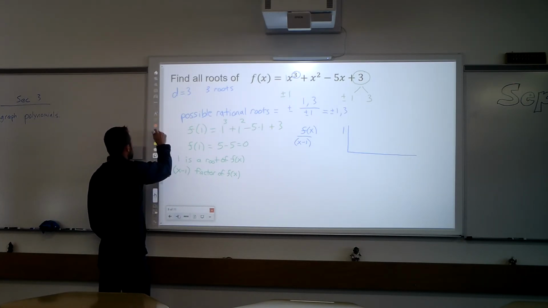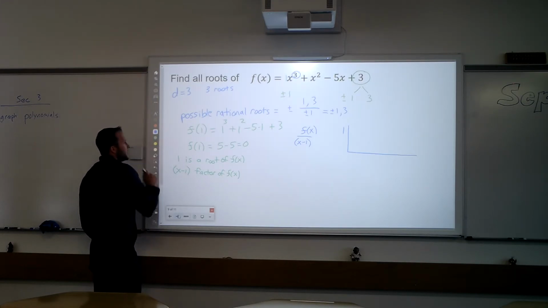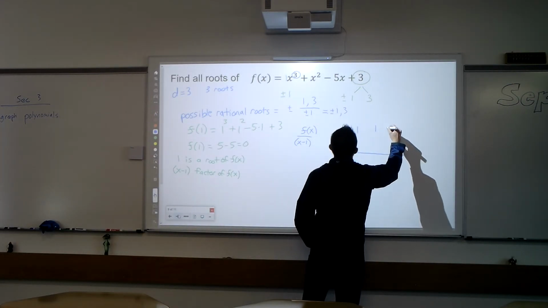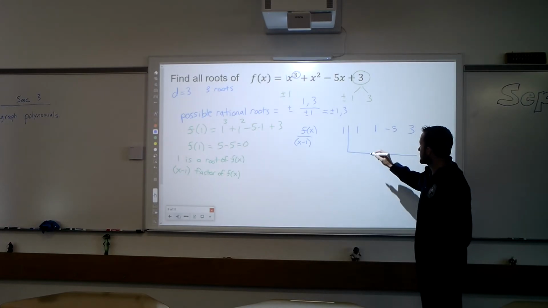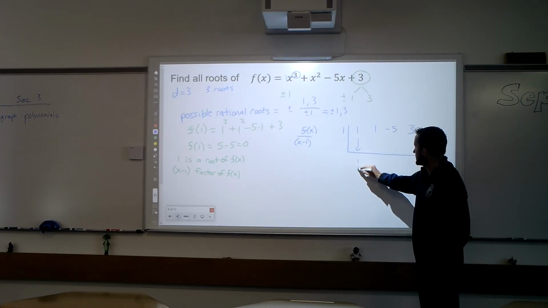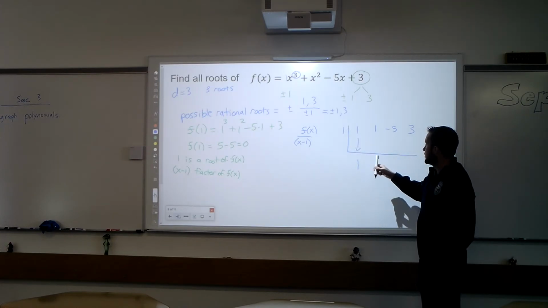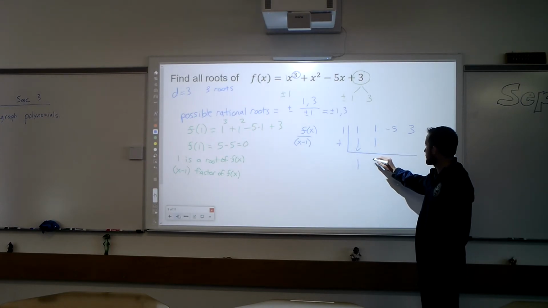Okay, so now what we're going to do is write out those leading coefficients. So we've got 1, 1, negative 5, and 3. If you remember with synthetic division, you bring down the 1. Whatever's below the line, you times by the number up here. 1 times 1 is 1. And whatever's above the line, you add together. 1 plus 1 is 2.